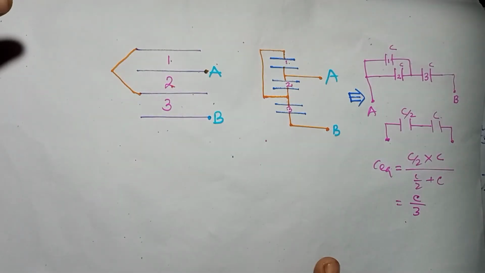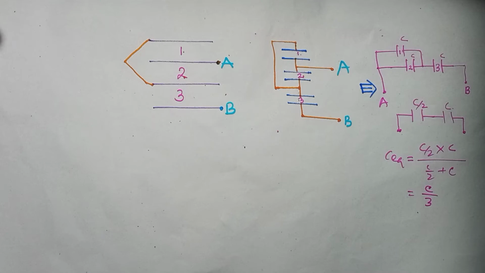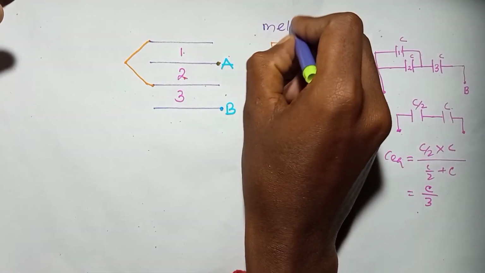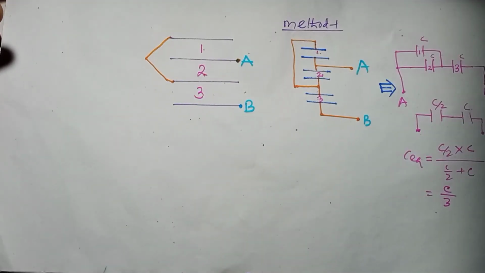This is the method number 1. Okay, so there is another method. Alright, so let's see the method number 2.